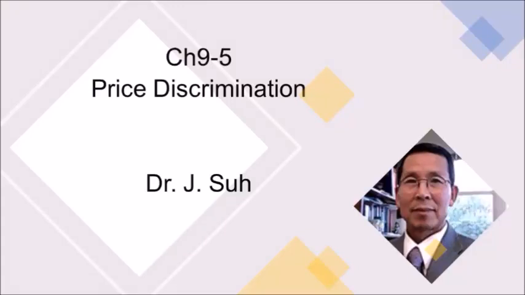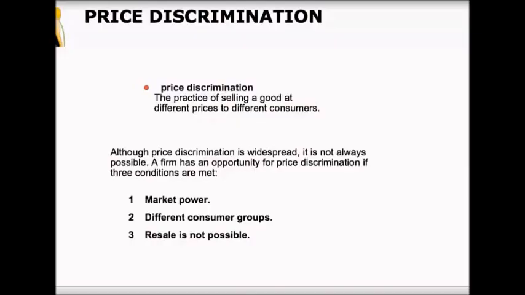Now let's look at a practice called price discrimination. Price discrimination is the practice of selling a good at different prices to different consumers. We see this all the time in the market, but it takes special circumstances and special conditions in order for it to be possible. For the opportunity for a firm to be able to be a price discriminator, the firm has to have market power, there must be different consumer groups, and there must not be a possible resale of whatever product is being produced.